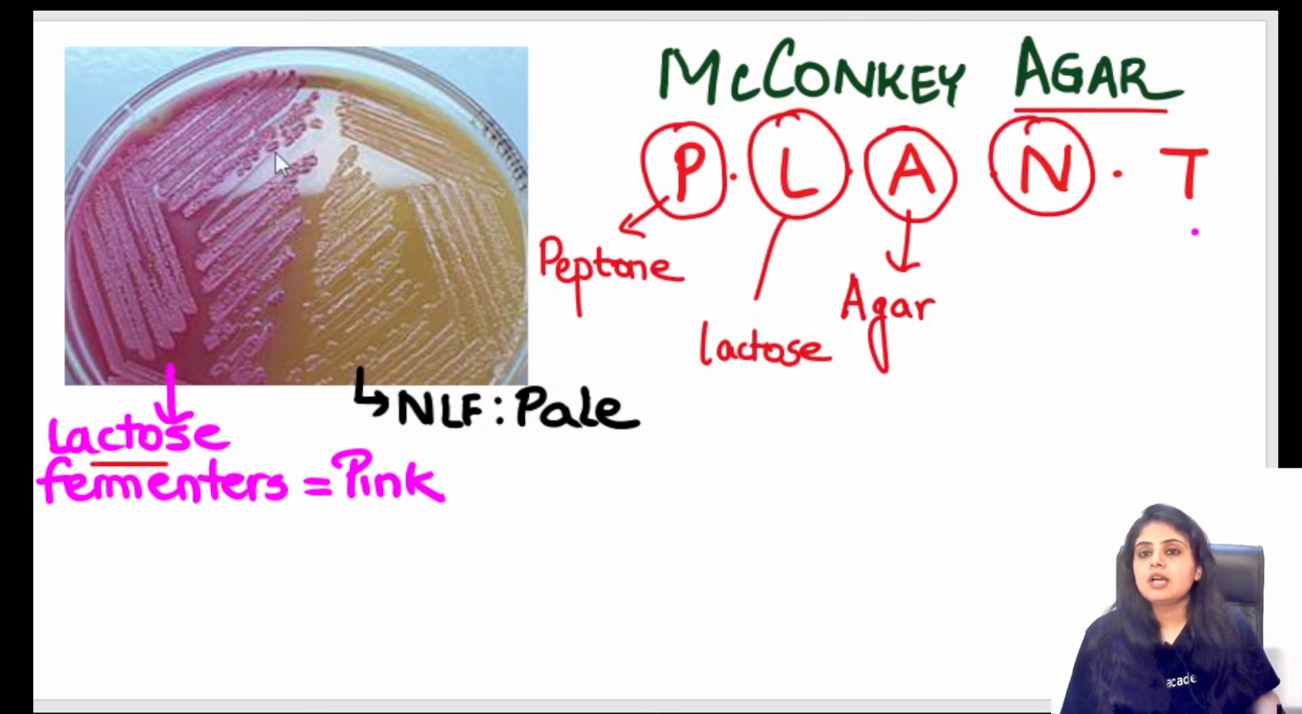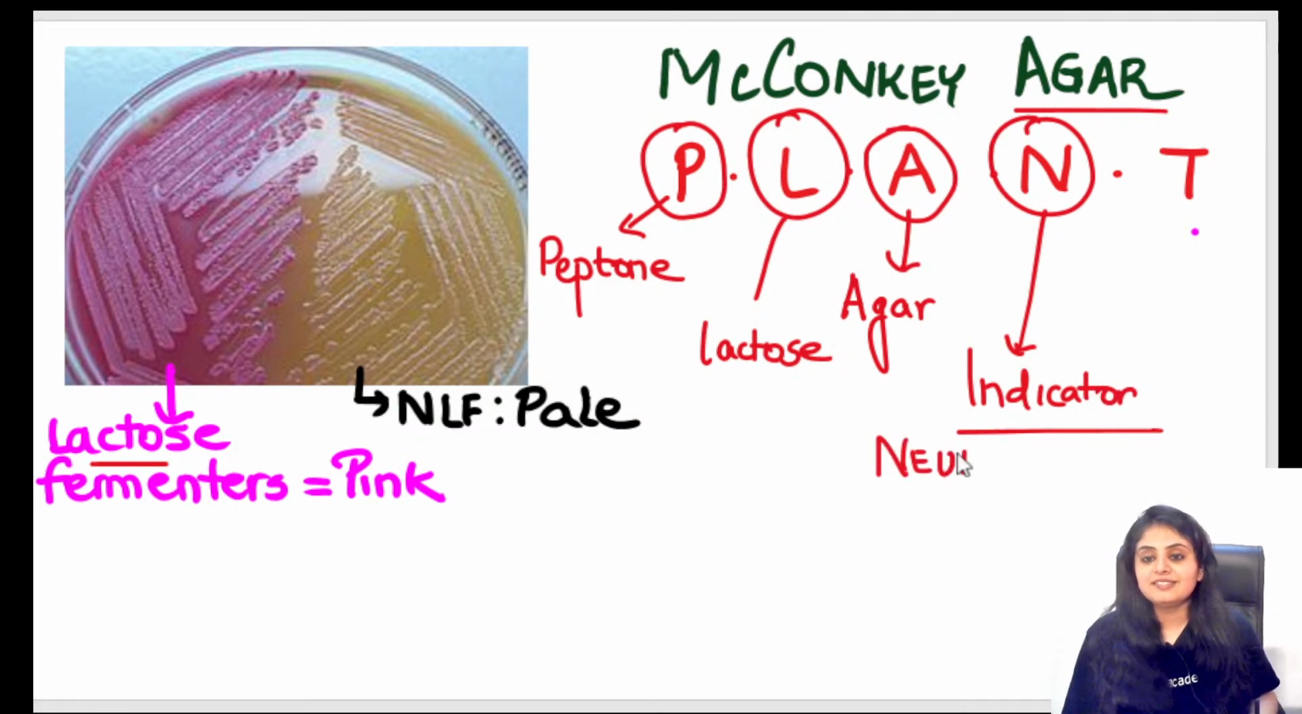Then I'm talking about color change. Is the color changing to red? Is it becoming pale? So I need an indicator. What is the indicator that we have used? The indicator is N for neutral red. I see a lot of right answers coming our way. This is a question from previous years: in MacConkey agar, what is the indicator used? It is neutral red. And finally, what is with T?